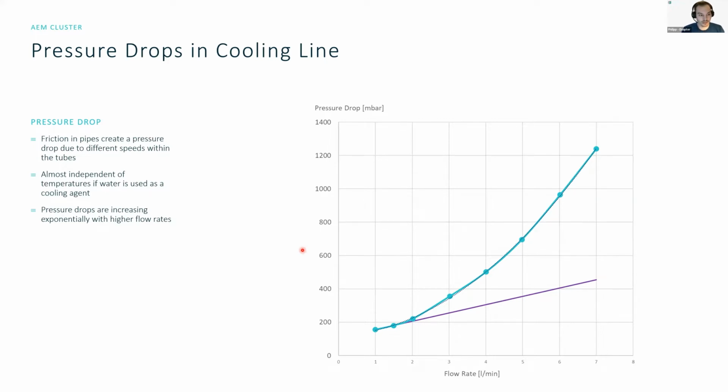And that's, of course, something that we want to avoid. So, yeah, just due to the friction of the pipes, we see that the pressure drops more and more. And so we found out that the perfect range is around about 1 to 2 liters per minute that we want to reach here.